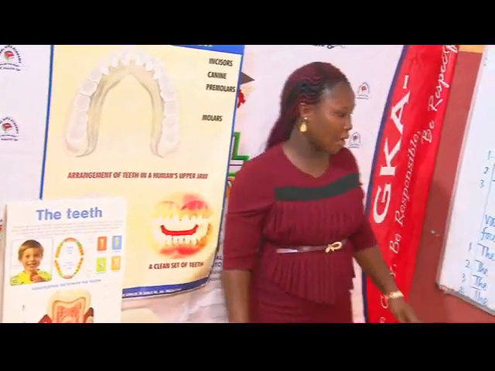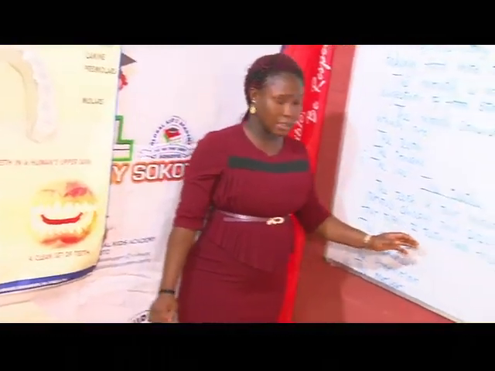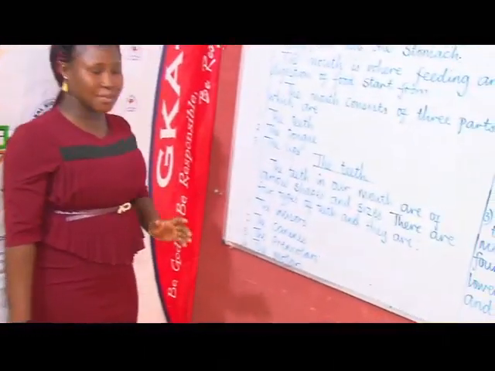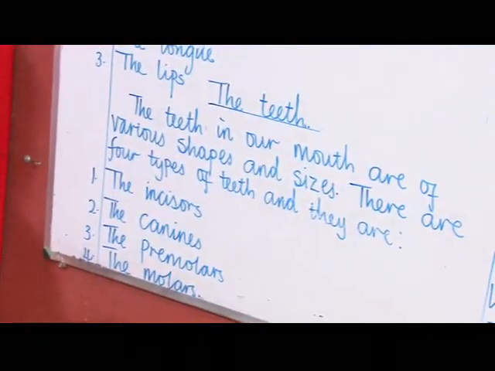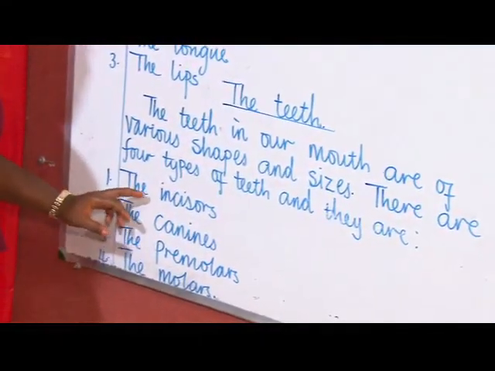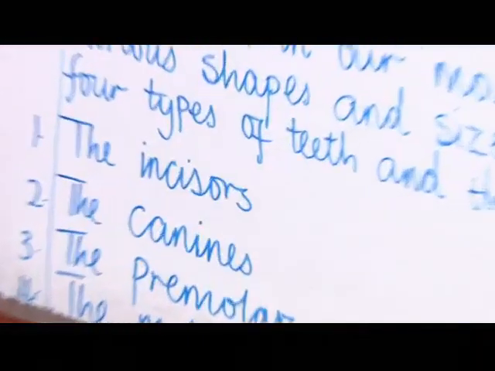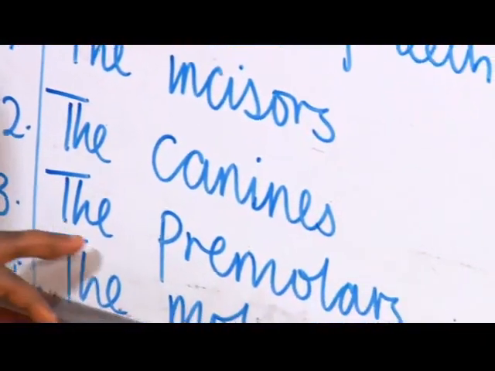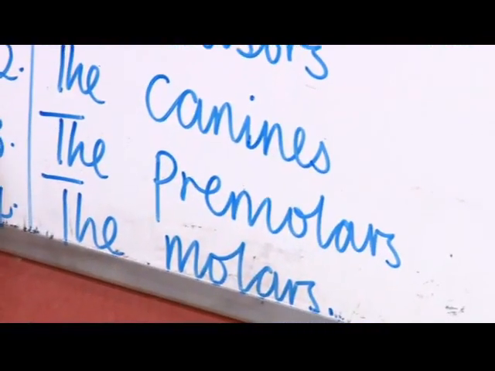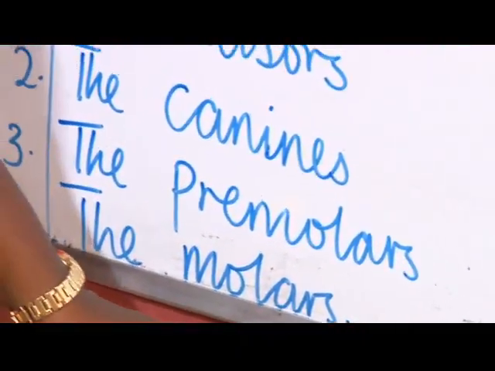Let's proceed to talk about the types of teeth. Now, we have 4 types of teeth. The first one is the incisors. The second one, we have the canines. The third one, we have the premolars. And the fourth one, we have the molars.